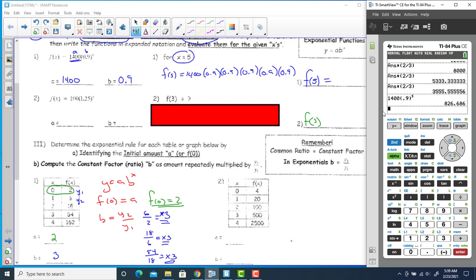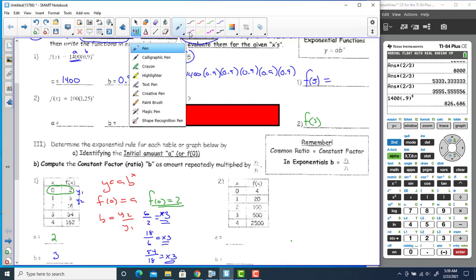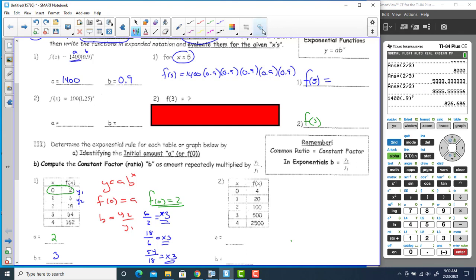We can round that to the nearest, let's do this to the nearest hundredth as if it were money. So if this were money and we round it to the nearest hundredth, we would suggest that we have $826.69. We would look at the hundredths place, which was an 8 back to the 6, and the 6 would have told us to round up.